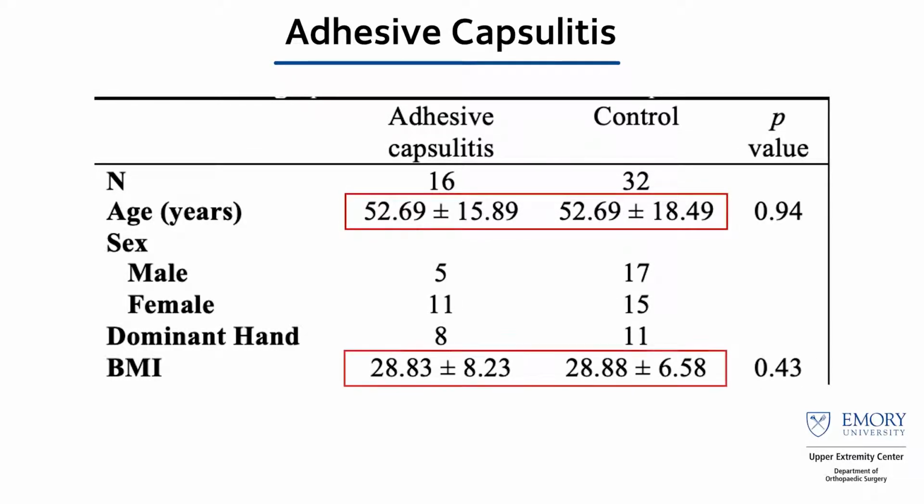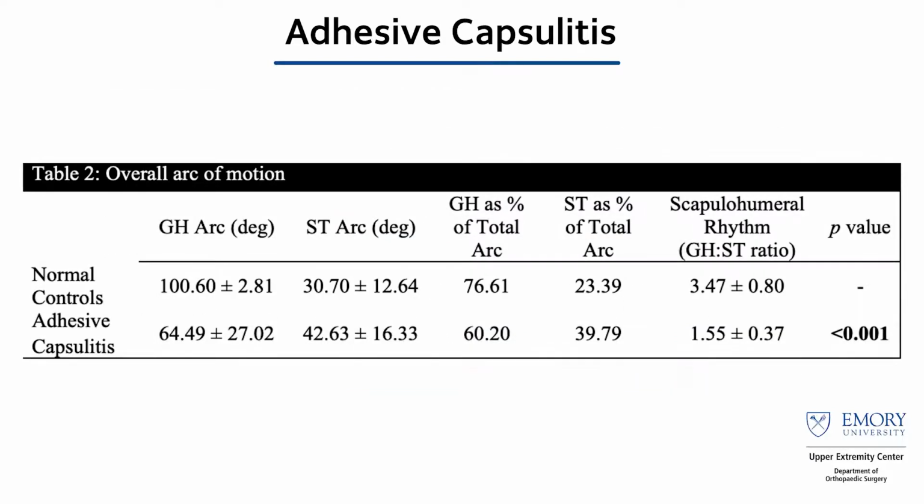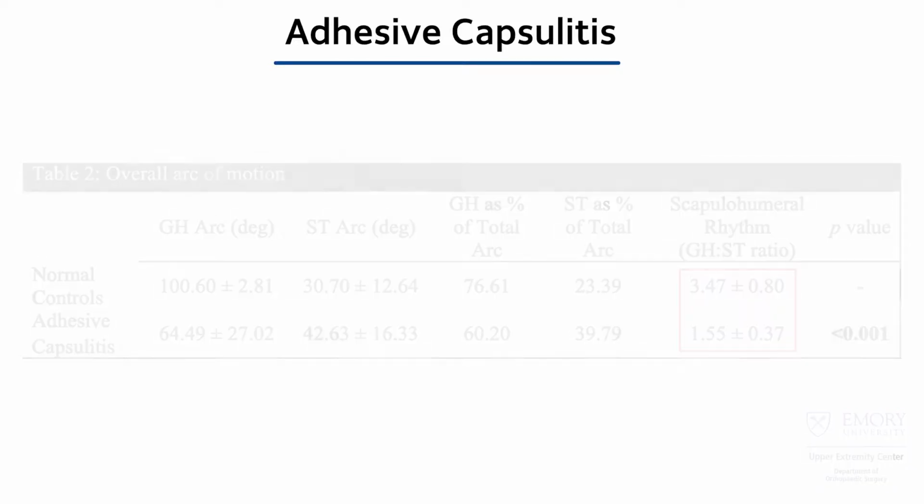And when you looked at those that had normal controls versus those that had adhesive capsulitis, the scapulohumeral rhythm was almost triple those of normal controls, which means that the glenohumeral motion is much higher in those with normal controls compared to those with adhesive capsulitis. Kind of makes sense, but this is the first time we've actually been able to quantify this in adhesive capsulitis and potentially give us some sort of objective measurement to diagnose this pathology.